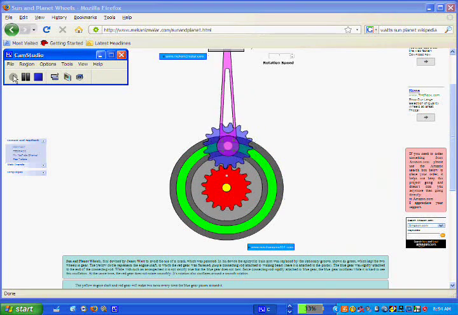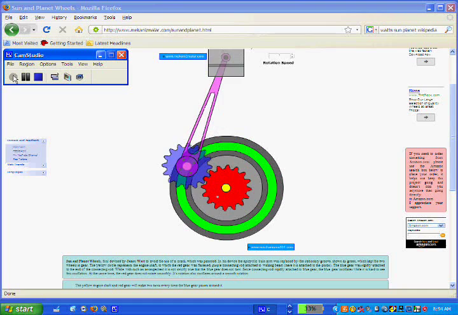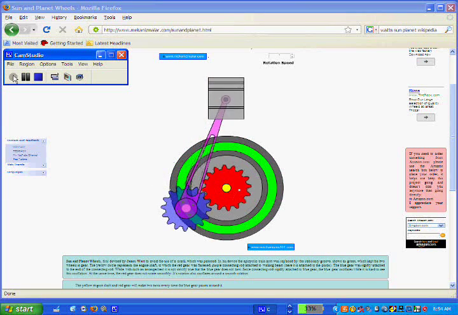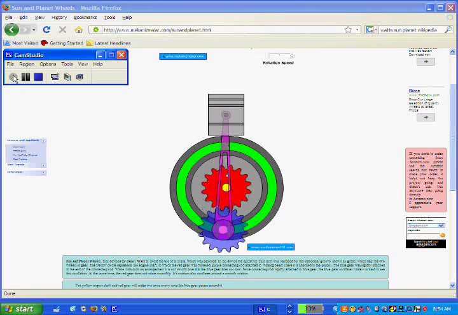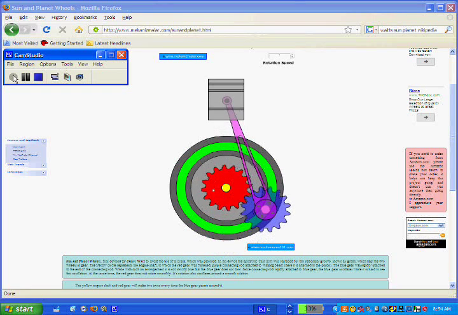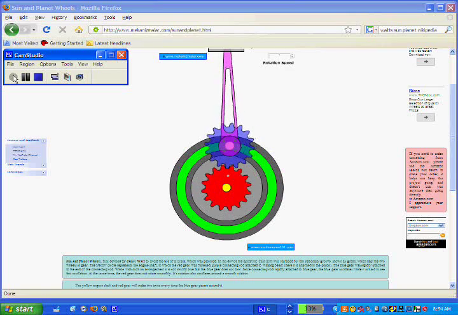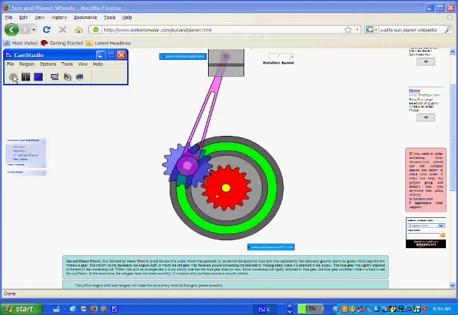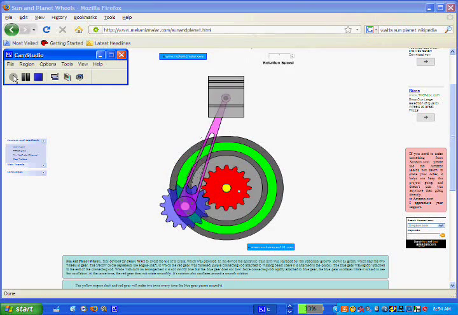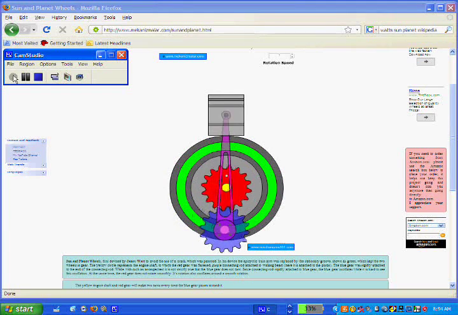And so if we use Grueblers' equation on this, we have 3 times the quantity 4 minus 1 for 4 links, minus 2 times 3 for 3 full joints, minus 2 for half joints. And so what we end up with is 9 minus 6 minus 2, or 9 minus 8, or 1 degree of freedom for this system. And so this is a 1 degree of freedom sun-planet gear arrangement.